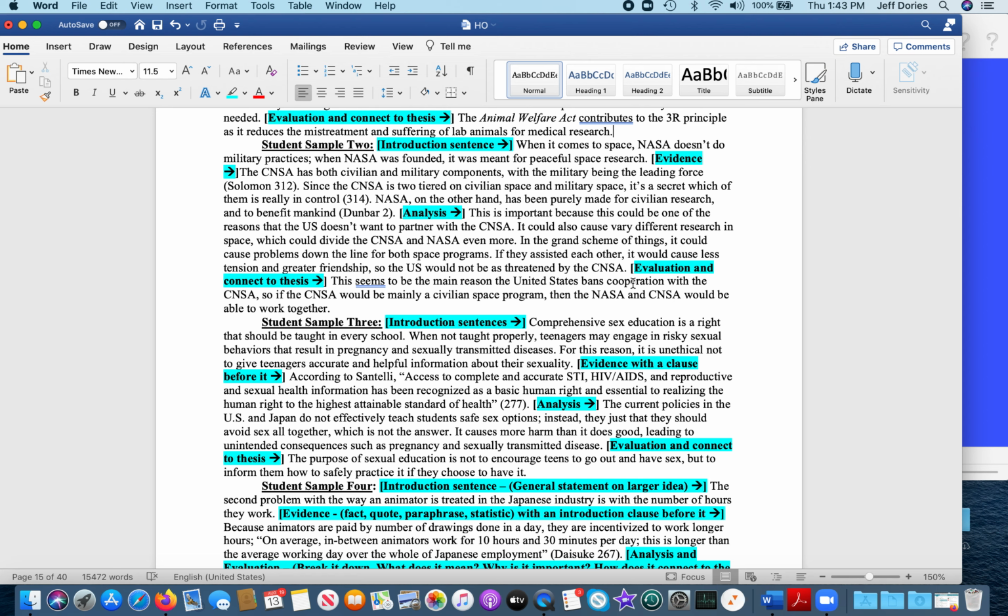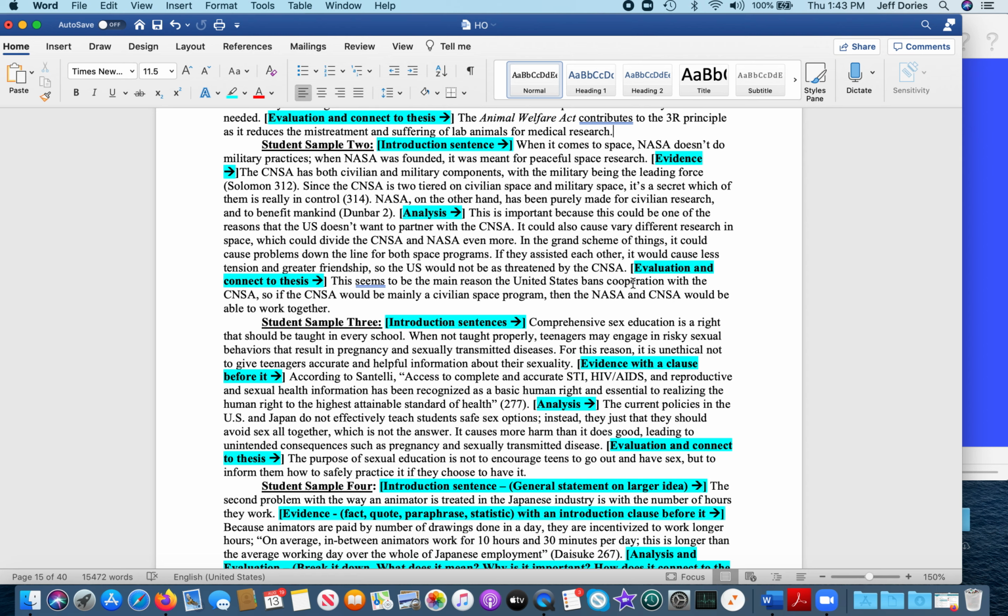I would say, same as the first one, that this could be slightly improved. Perhaps something about what it's going to compare it with, which is the CNSA, the Chinese version. So perhaps that would be good to have in that general introduction sentence. Okay, then he digs into evidence.